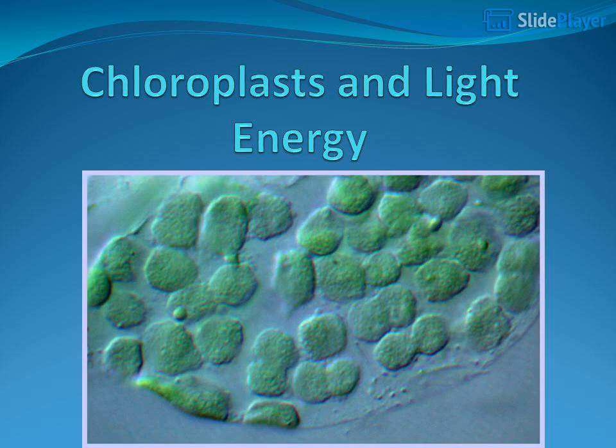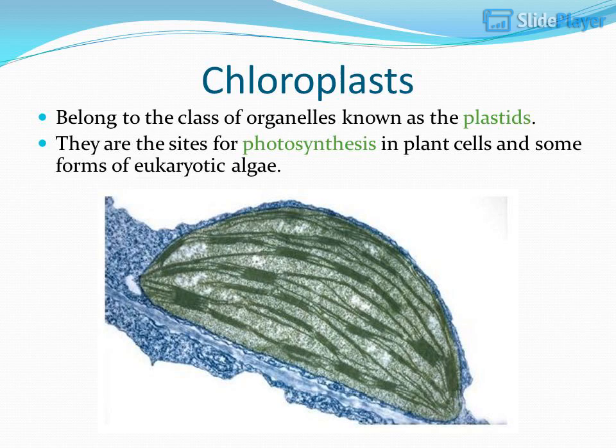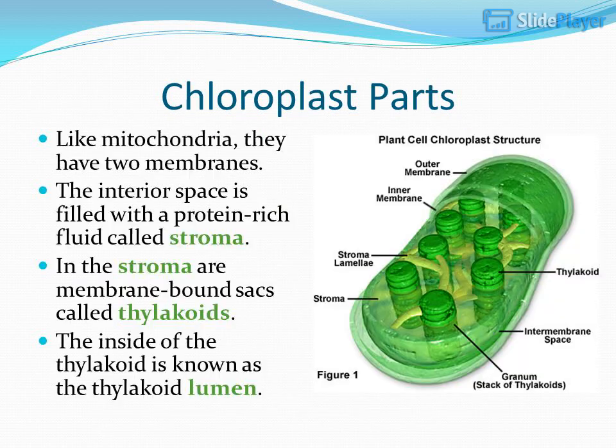Chloroplasts and light energy. Chloroplasts belong to the class of organelles known as the plastids. They are the sites for photosynthesis in plant cells and some forms of eukaryotic algae. Chloroplast parts: like mitochondria, they have two membranes.